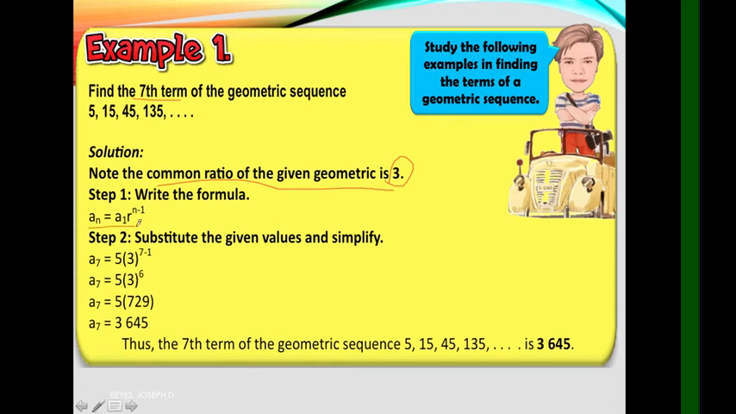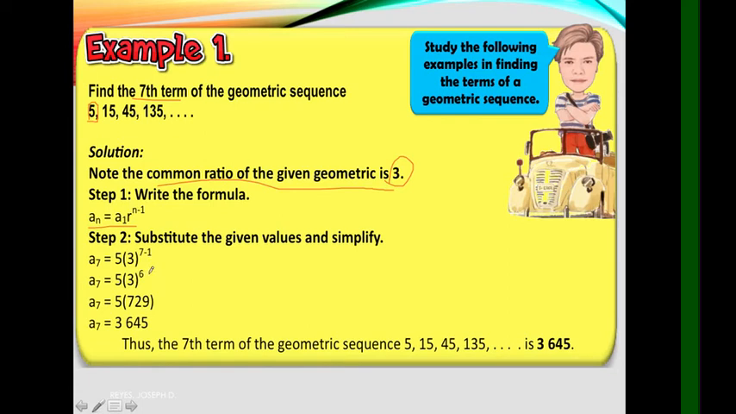Write the formula. That's the first step. Step 2, substitute the given values and simplify. We're looking for the seventh term, so we put 7 here as the n, equals 5 as the first number, and r as our geometric common ratio, raised to the n, the seventh term, minus 1, and that will become 6.